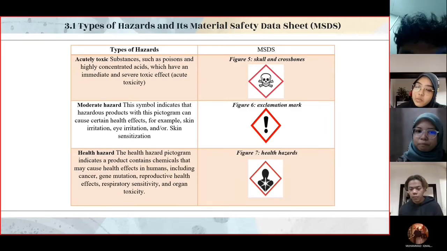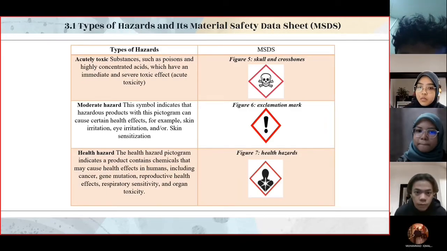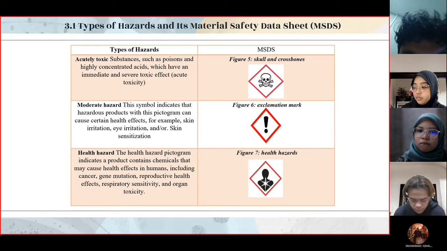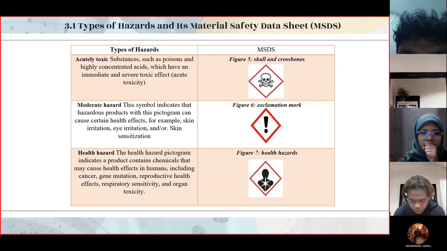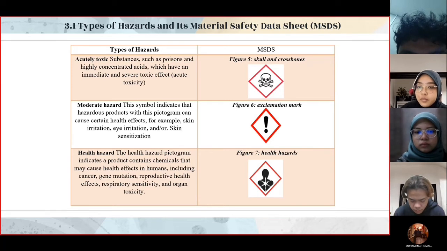So number 3, audit findings. Type of hazard in the material safety data sheet, MSDS. Acutely toxic substances such as poisons and highly concentrated acids, which have an immediate and severe toxic effect. Acute toxicity, skull and crossbones.